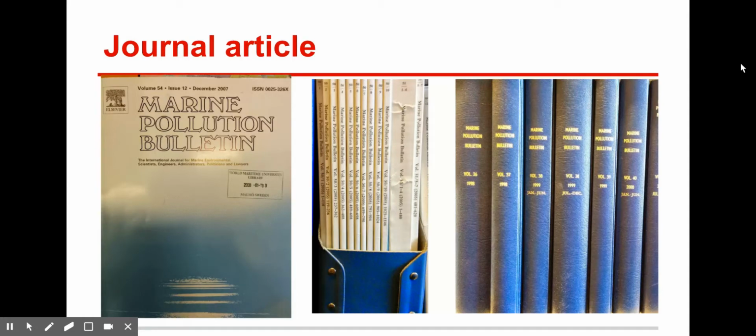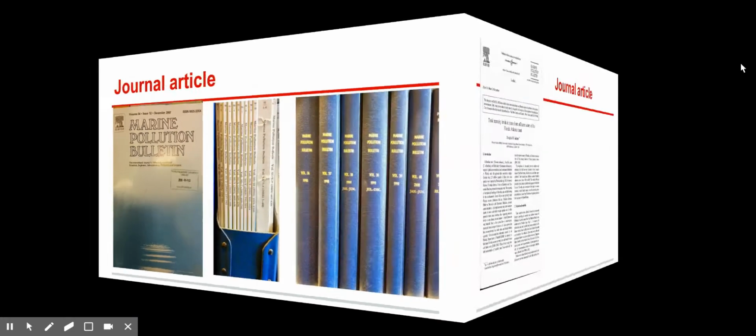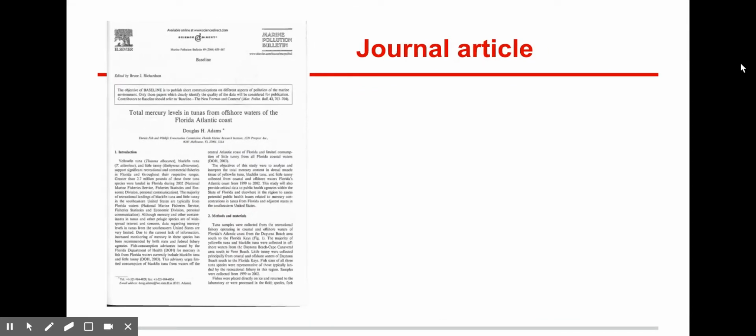So how you reference it as far as the content, same way. Okay, when we're looking at a journal article, we obviously have the author of the article. Sometimes there's more than one author. The title of the article.